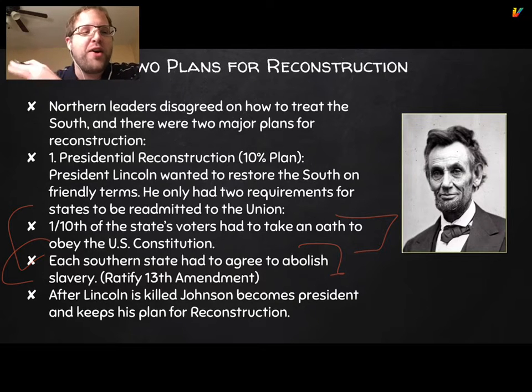And that is a very light punishment, considering all of the death and destruction that the South kind of got blamed for because of the Civil War, right? But Lincoln knew that if we tried to punish the South, that could lead to resentment, that could lead to wars in the future.